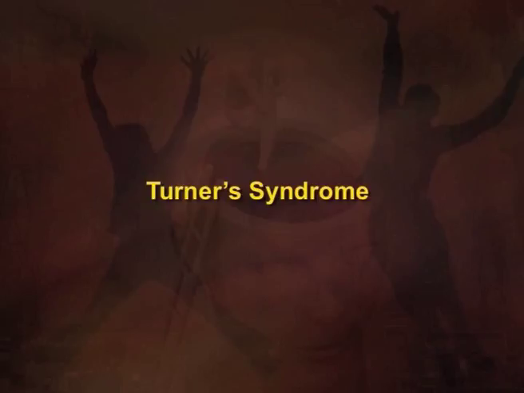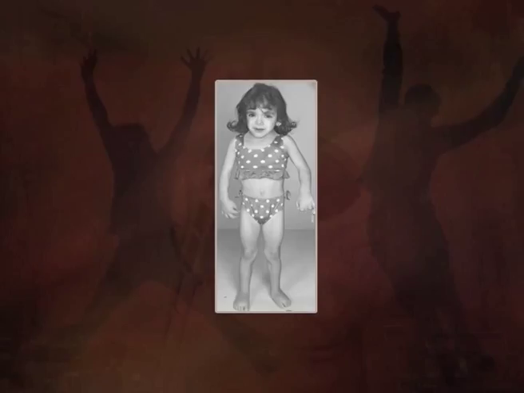Turner syndrome is a chromosomal disorder in females in which either an X chromosome is missing, making the person XO instead of XX, or the second X chromosome is partially deleted. These females are short in stature and have a webbed neck. They might be infertile and have difficulty understanding mathematics, but their verbal ability is often quite good.